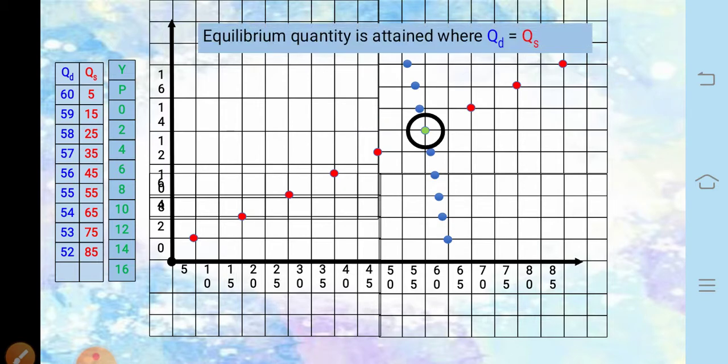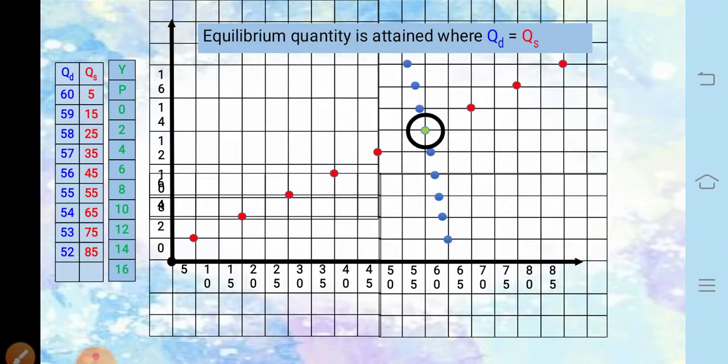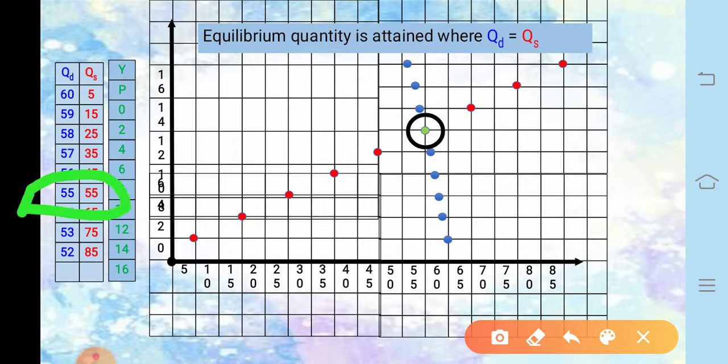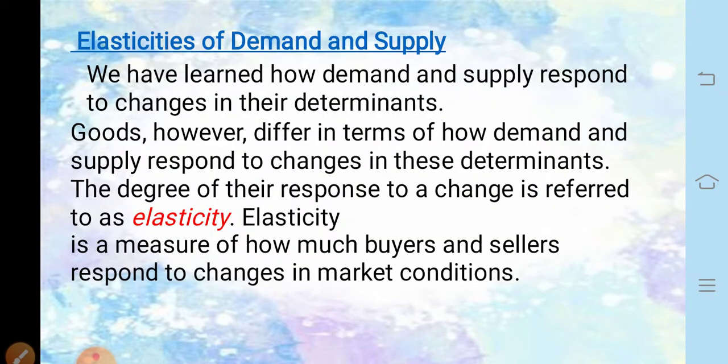So this is the market equilibrium. Equilibrium quantity is attained where Q sub D is equal to Q sub S. So here they are equal, which is 55 and 55. Equilibrium quantity is 55 since quantity supplied and quantity demanded are both 55 at the price of 10 pesos, which is the equilibrium price.